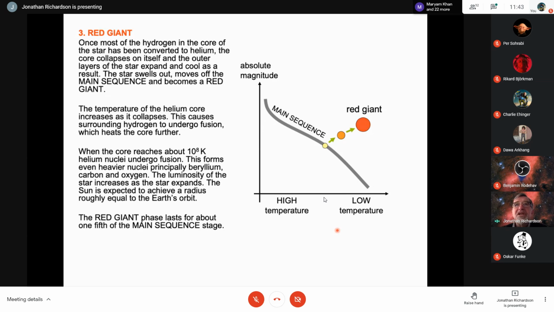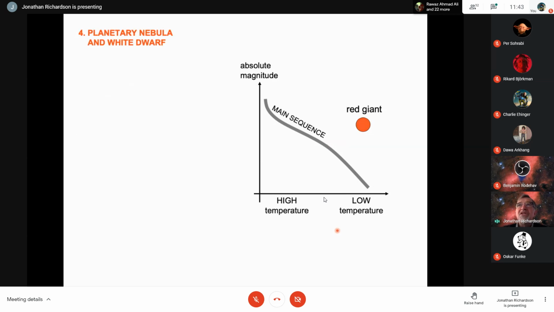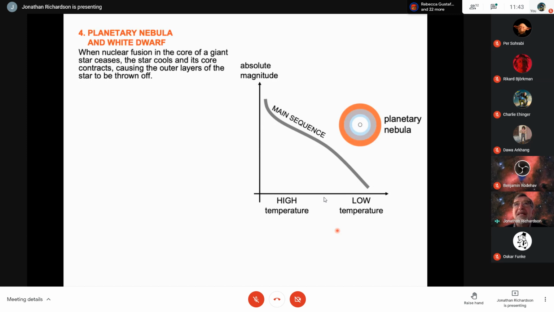Now, the red giant phase lasts for a period about 1/5 of the main sequence. So we're sort of looking at a phase now that is significantly smaller in the red giant phase. But the red giant phase is only the end of the burning phase.